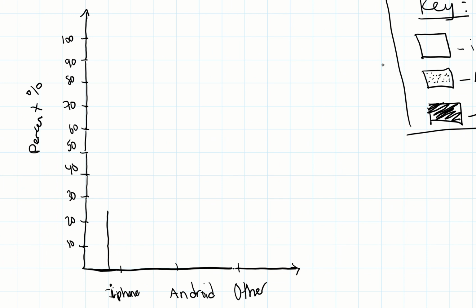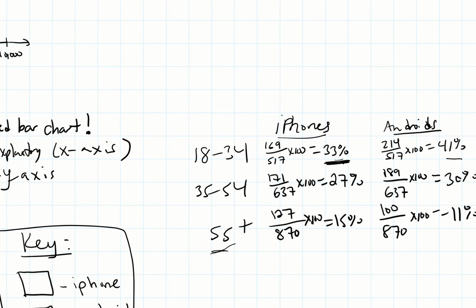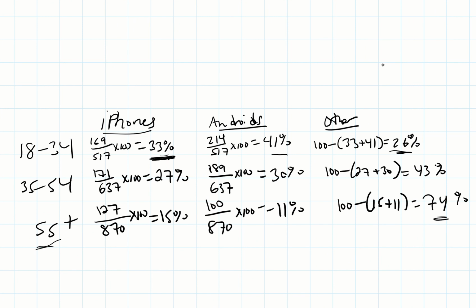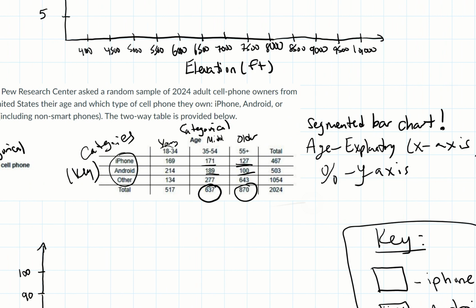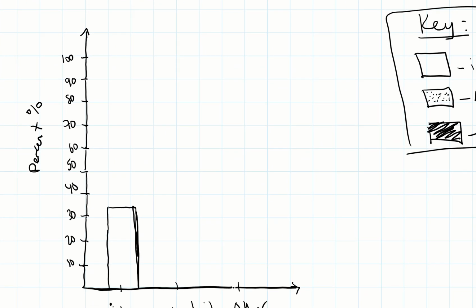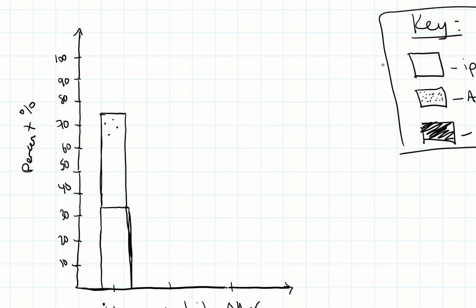33% is around there. Okay, so that's our iPhone users. And then for Androids, 41%, 18 to 34. So this is a stacked plot. So 41 plus 33 is 74. So it's going to stack up to the 74 mark. 74 is around here. Okay, and this is my Android, so that's a polka dot, I guess you can say.